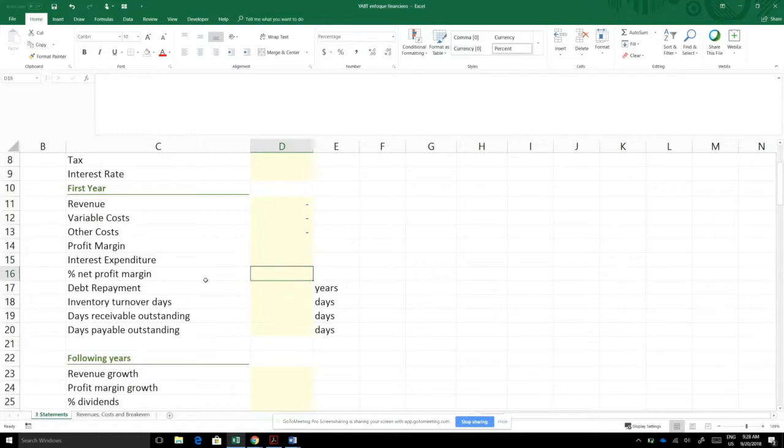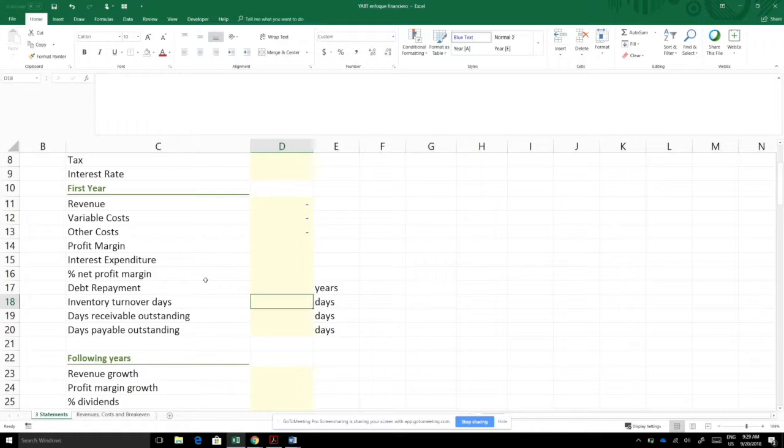Then the net profit margin, that's what it says in there. How is your net profit margin? How much of your revenues you're getting at the end of the day after all your costs, interest, taxes, everything. Then debt repayment, how many years you're thinking it's gonna take you to repay the debt.